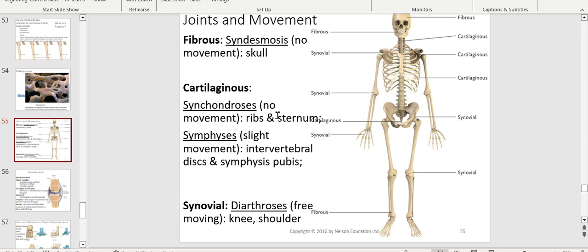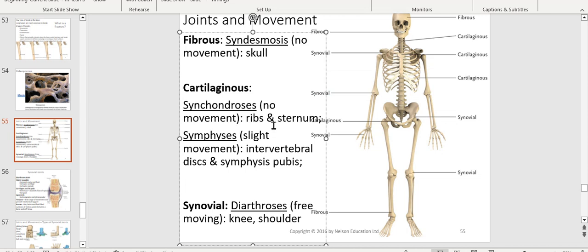There's cartilaginous joints, and you'll see here all these different joints. You have a look. With cartilaginous joints there is no movement or slight movement. Synchondrosis means no movement. Ribs and sternum: you can't do jumping jacks with your sternum. There's no movement involved with that.